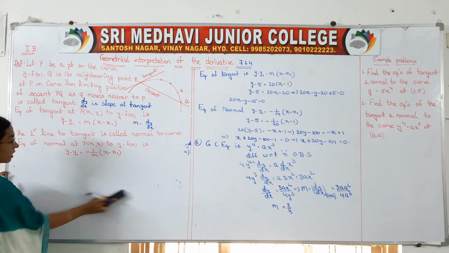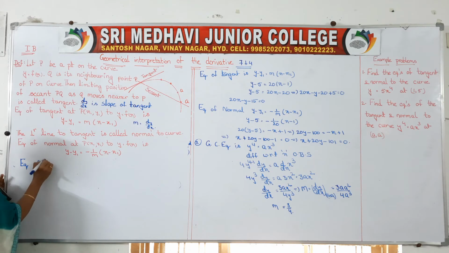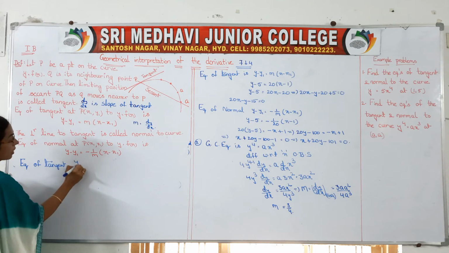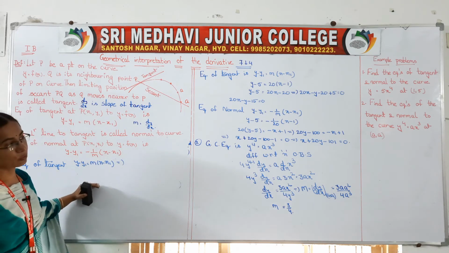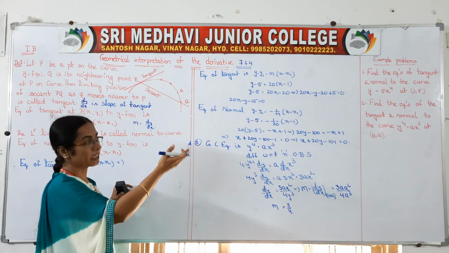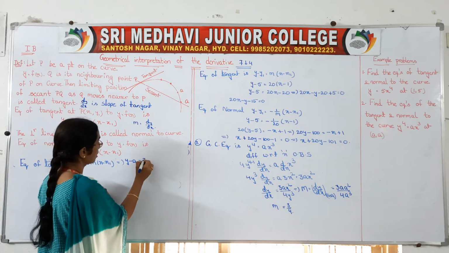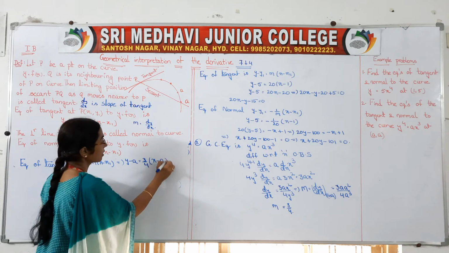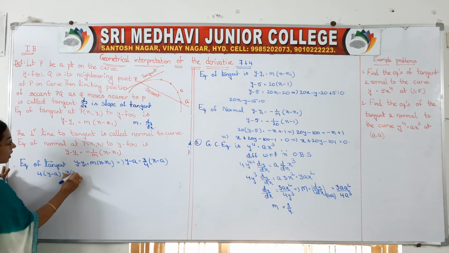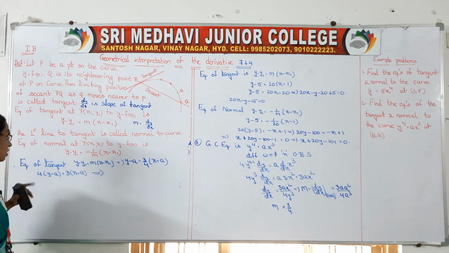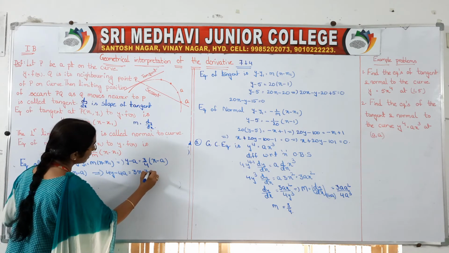So how will we write the equation of the tangent? You know the formula. Equation of tangent is y minus y1 is equal to m into x minus x1. So x1, y1 are nothing but the coordinates of the given point, a comma a, which is given to you. So y minus a is equal to 3 by 4 into x minus a. So 4 comes this side, 4 into y minus a is equal to 3 into x minus a. So it is 4y minus 4a is equal to 3x minus 3a.